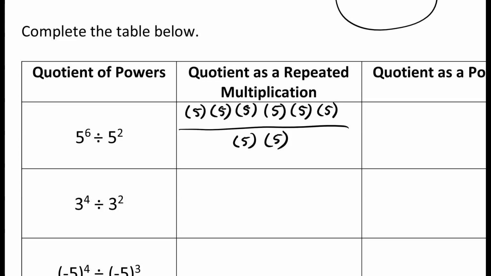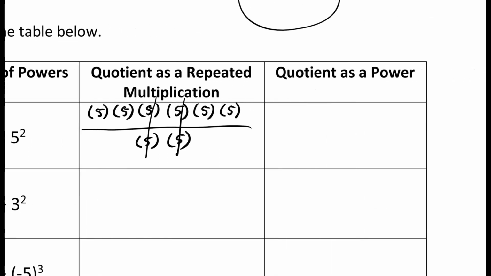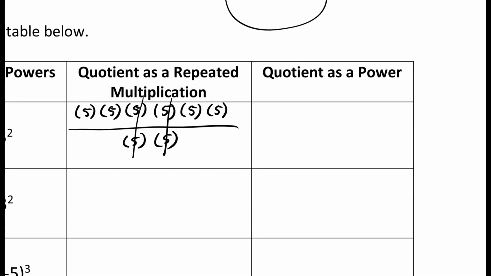So what we can do here is cancel off above and below the division sign. So this can cancel off and this can cancel off. And we're going to be left with 5 to the power of 4. 1, 2, 3, 4. 5 to the power of 4.